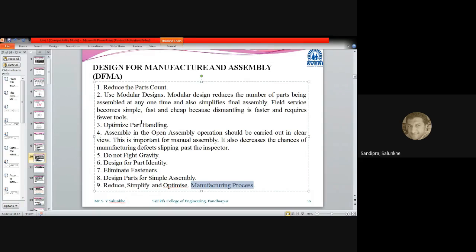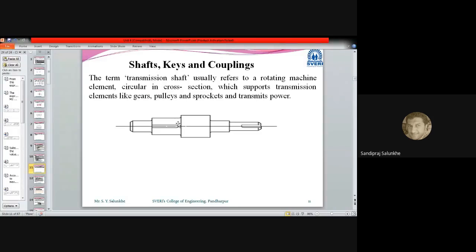So, any query related to this, so that we can go to the next part of the chapter? Do you have any query? If not, we will go to the next part of the chapter, that is design of shafts, keys, and couplings.